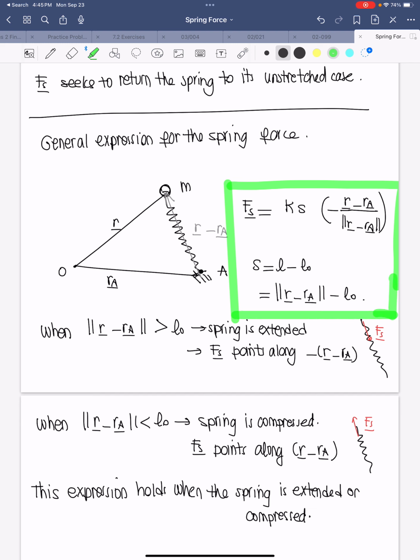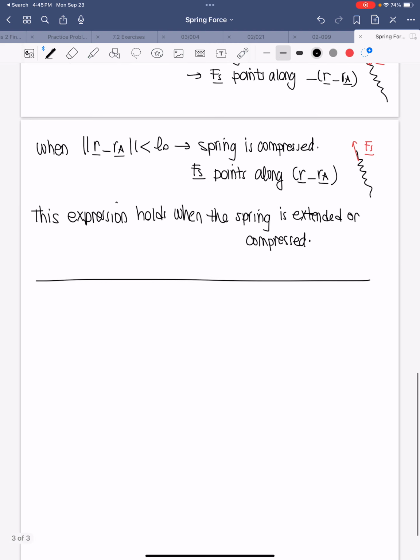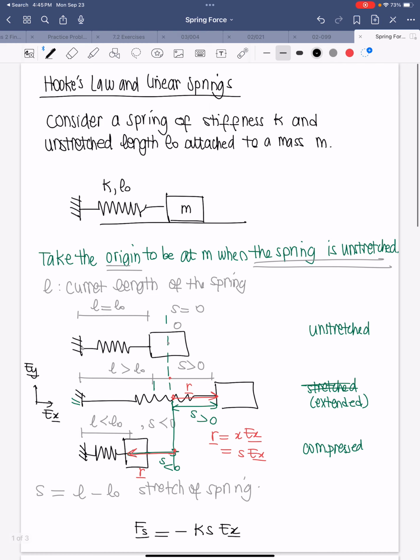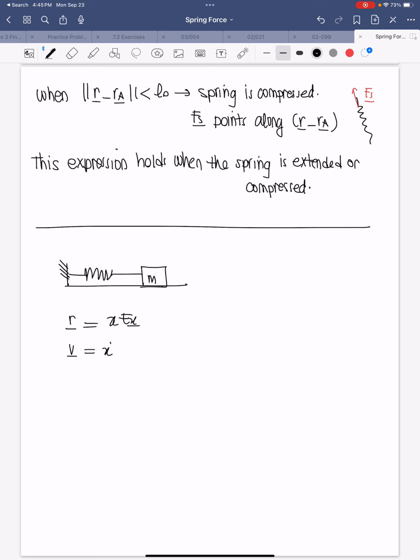Okay, and we can use that to solve problems. So if I go back to the simple case of this spring, with mass m, this is rectilinear motion, R is x ex. So this is continuing the example we started this video with. V is x dot ex, A is x double dot ex.